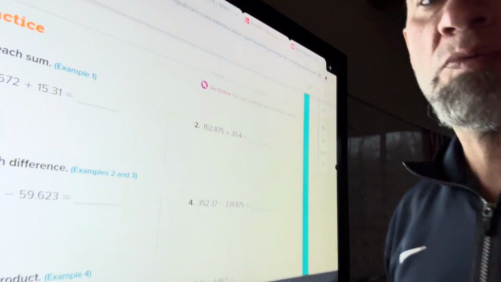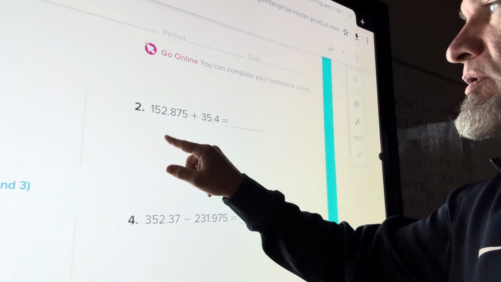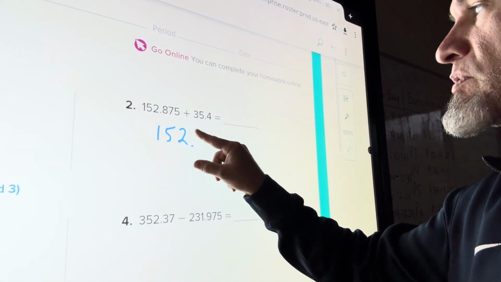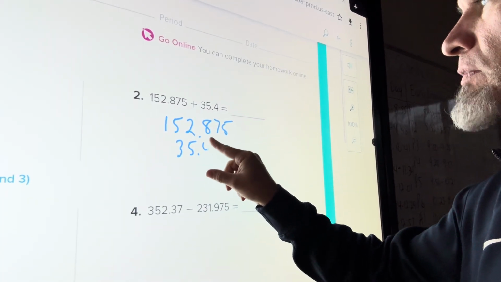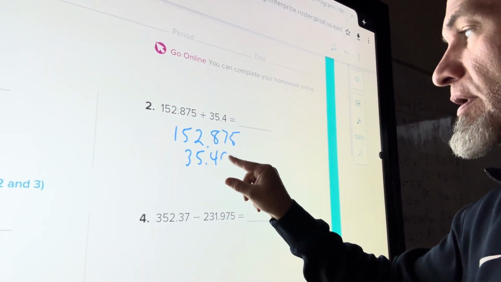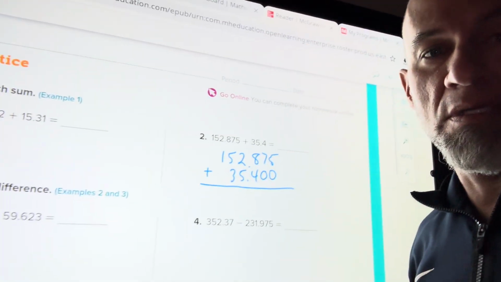I'm not gonna give you a ton of help on these. For the problems where you have addition and subtraction, remember you have to rewrite them so that the decimal points are lined up for addition. And then you're going to place zeros wherever you need to in order to fill those spots. And then you're just going to do the addition.